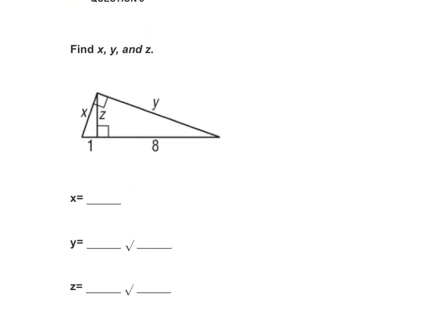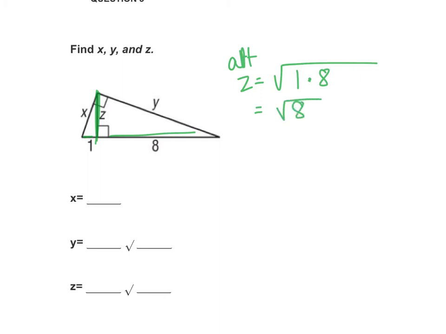All right, I like to just start with my altitude and get that out of the way. So we're going to do z first. So z is my altitude. So square root of part times part, so 1 times 8. Z is square root of 8.